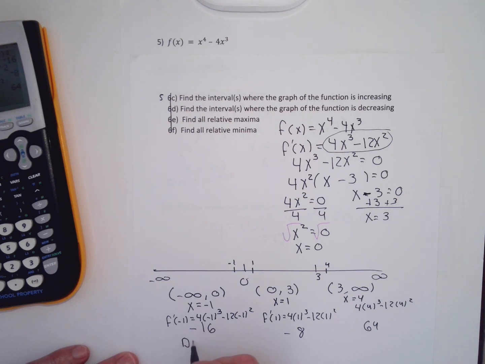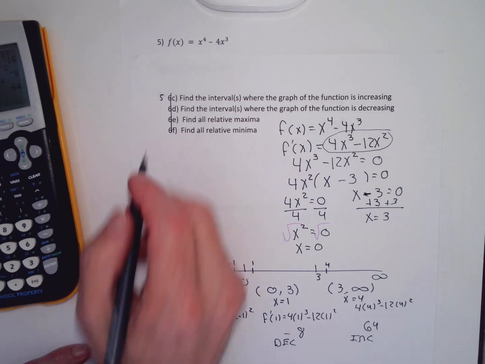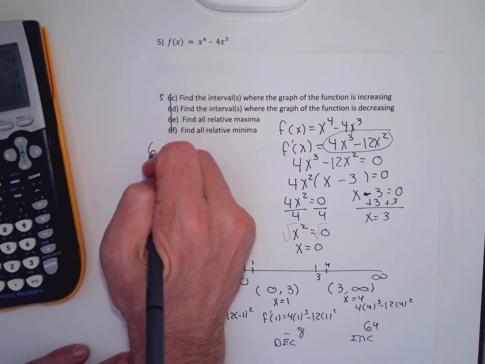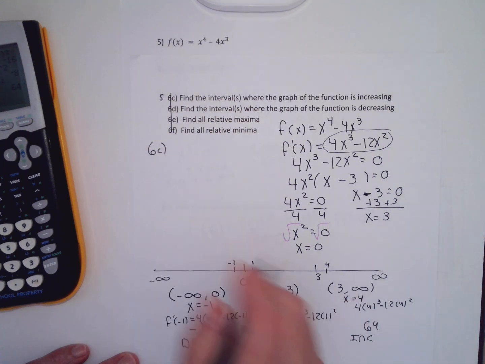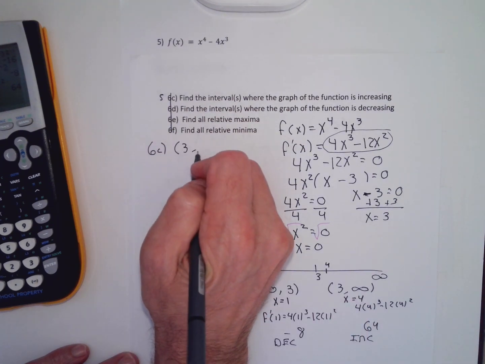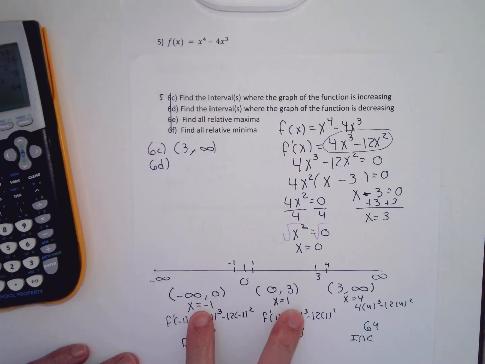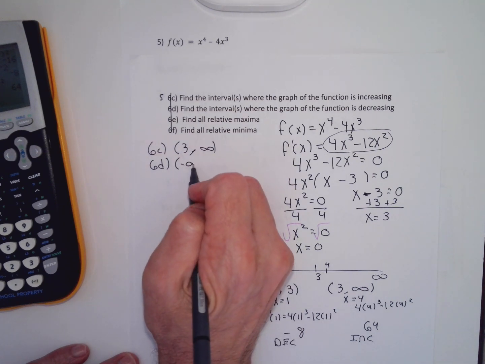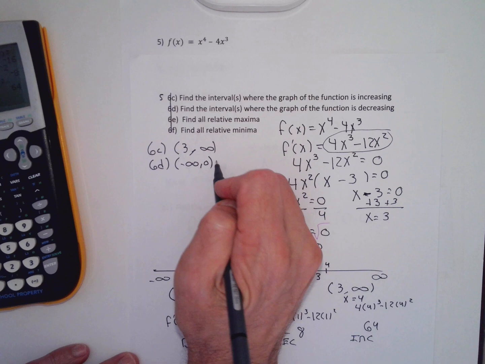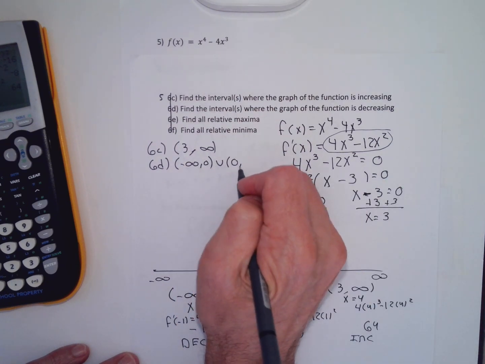So the first interval, it's decreasing. The second interval, it's decreasing again. I think this is called a saddle point, where it's continuous and they double decrease. Could be wrong on that, but I'm pretty sure that's what that's going to be called. And then it increases. So for my answer to part C, the interval where the graph is increasing is just the interval from 3 to infinity. For my answer to part D, the intervals where it's decreasing are both. It's technically at 0, not decreasing.